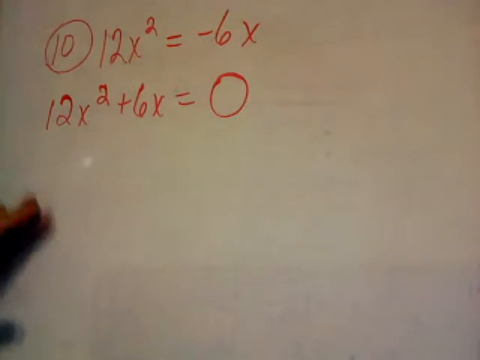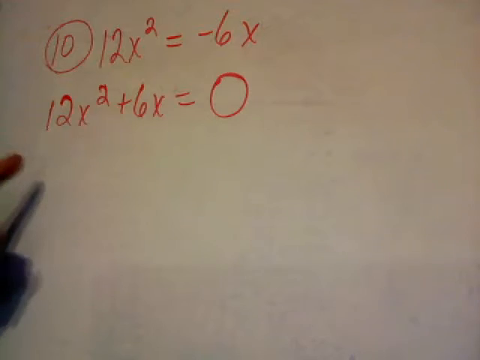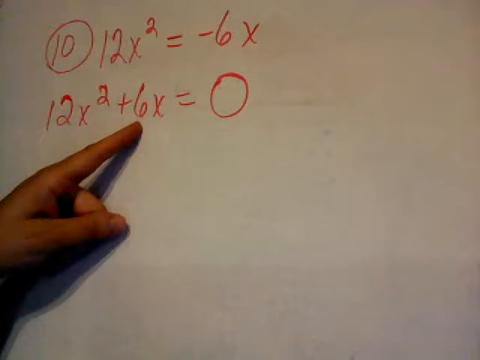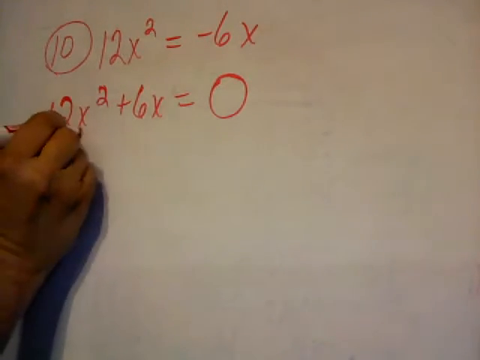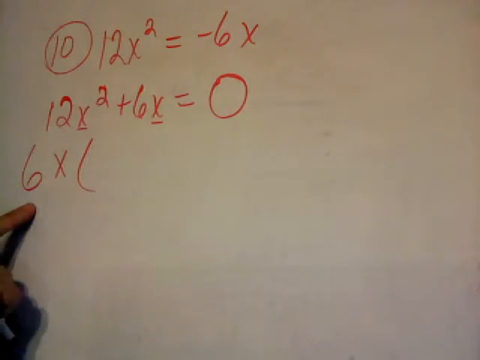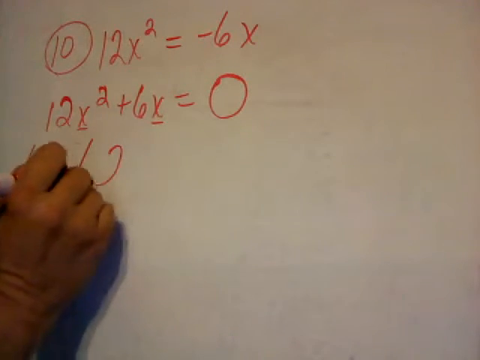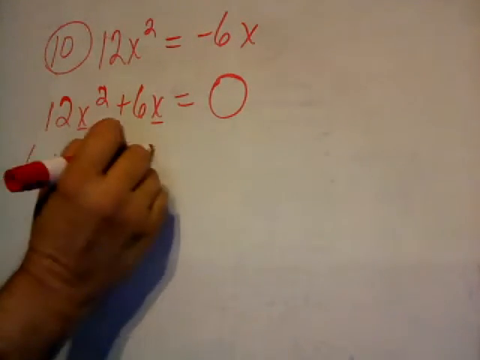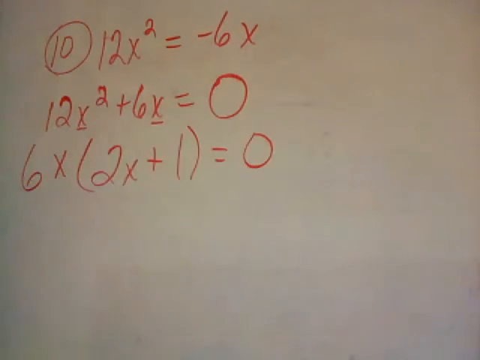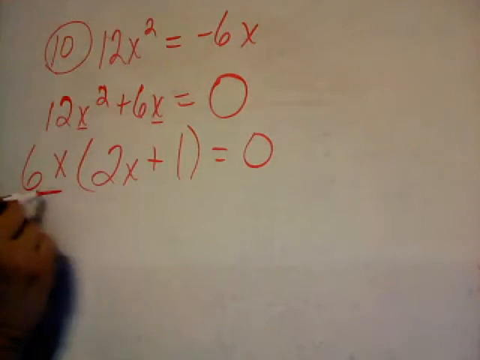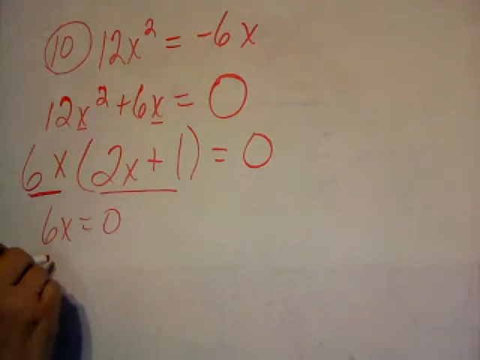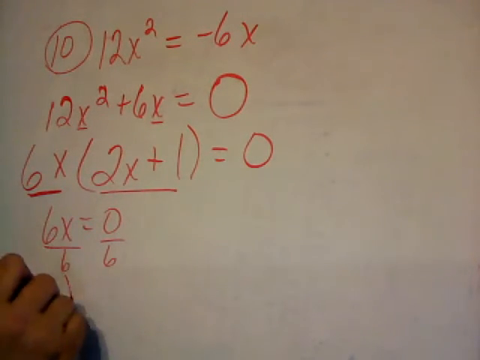Now I still don't have an a and a b, but I can factor something out of here. I can take out a 6 and I can take out an x. 12x squared divided by 6x leaves me with 2x. 6x divided by 6x leaves me with 1. All this is set equal to 0. Now I have an a part and a b part. So 6x equals 0. You divide by the 6, x equals 0.